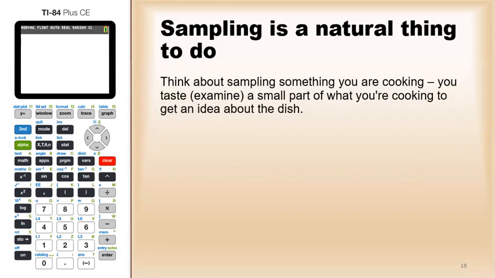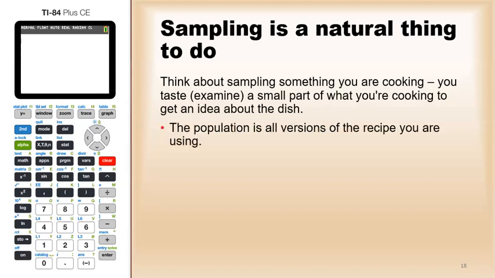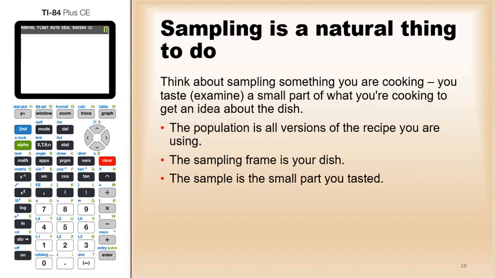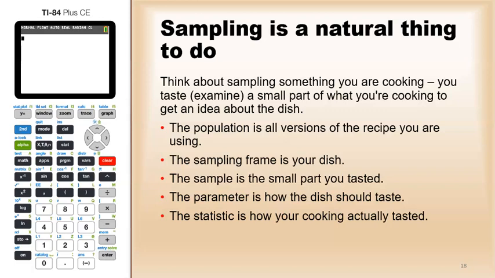So think about sampling something you're cooking. You taste a small part of what you're cooking to get an idea about the dish. The population is going to be all versions of the recipe you're using. The sampling frame is the dish itself. The sample would be that small part you tasted. And the parameter, I guess, would be how the dish should taste. The statistic is how your cooking actually tasted.